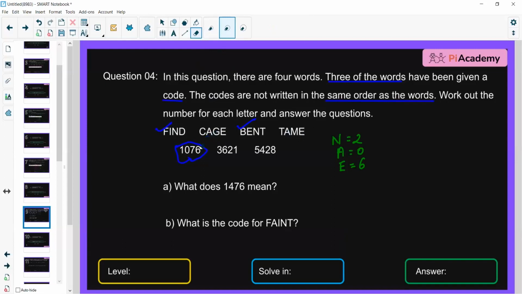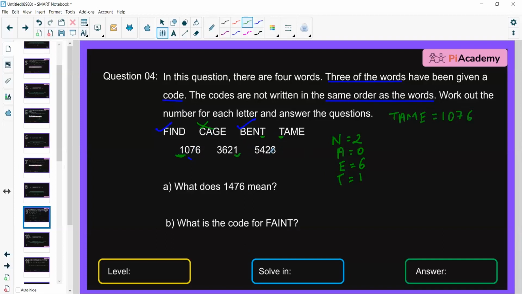If I just quickly erase this out, I can see that in both bend and tame, the first and last letter are the same. In 1076, I got 1 as the first letter, and in 3621, I got 1 as the last letter. So what does that mean? That means that T resembles 1, and tame is represented by the code we don't have, so we got the number for tame, which is 1076.